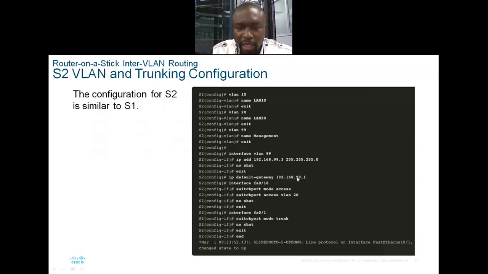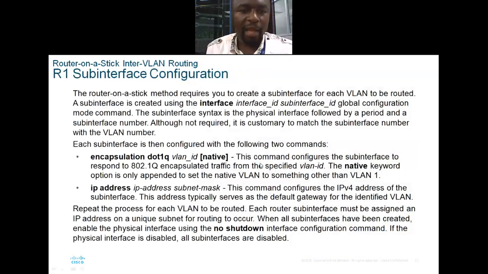So let's move on. The router on a stick method requires you to create a sub-interface for each VLAN to be routed. It is highly recommended that when you are creating the sub-interfaces, the number should match the VLAN number. It's not mandatory, but it helps with documentation and easy troubleshooting.